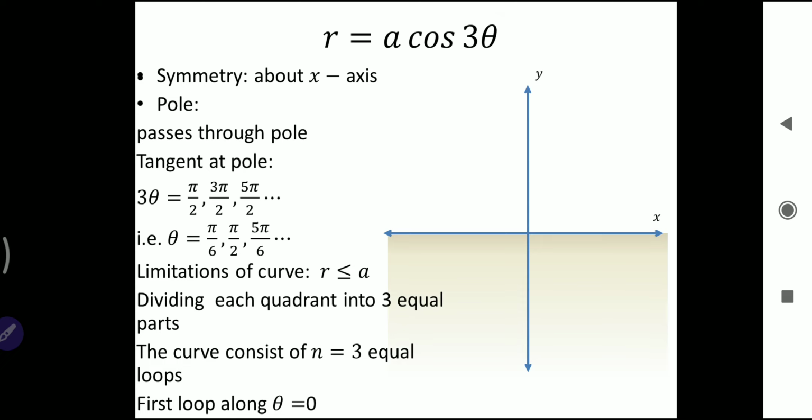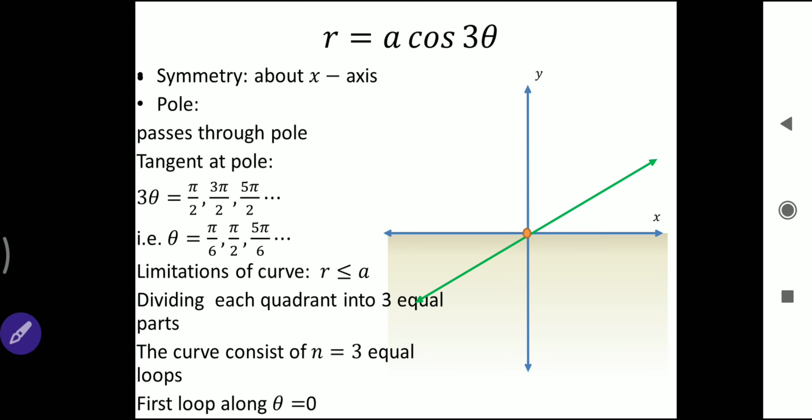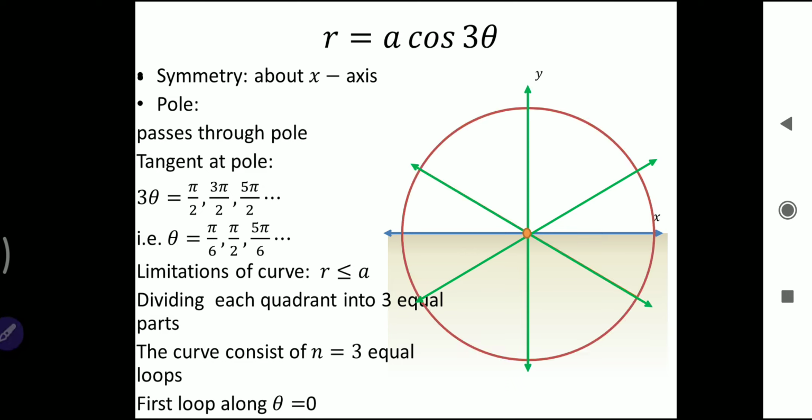Symmetry is about the x-axis, then the curve is passing through the pole. Then this is the tangent. First pi by 6 is the first tangent, then the next tangent is pi by 2. This is the pi by 2 line. Then next is 5 pi by 6. These are the tangents. The lines in green represent the tangents. This is the circle of radius a. So inside this we are going to have the curve, and the length of the loop that you are going to take is r is equal to a.